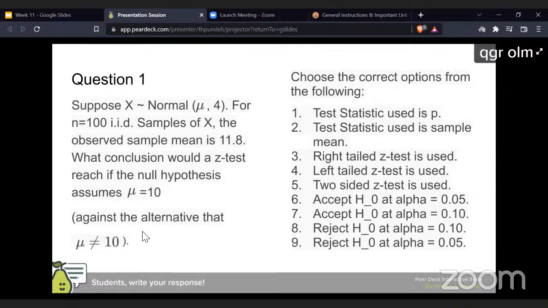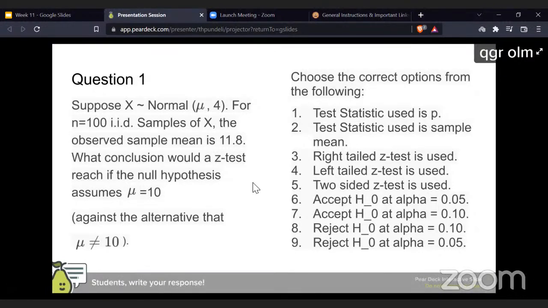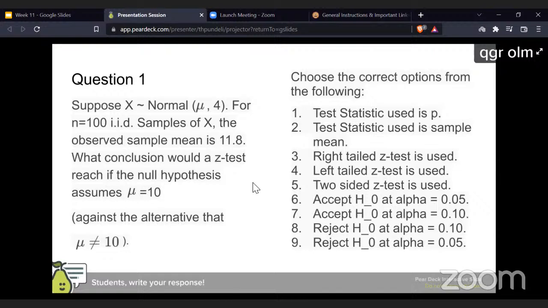Ma'am, we didn't get it. What are you saying, ma'am? I am saying, see, the null hypothesis was mu equals 10. The alternative was mu not equal to 10. So it is not a right tail test, not a left tail test. It is a both-sided test, right? Two-sided. If you draw the normal curve, then at both the ends you are going to have a tail. That is where you are interested. Okay, so this is a two-sided test.